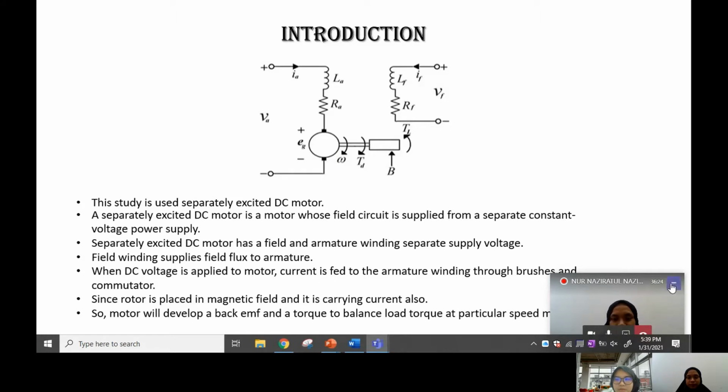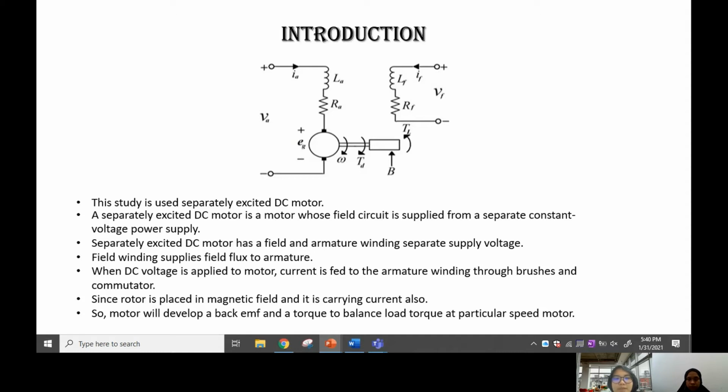Okay, for the introduction, this is a separately excited DC motor circuit. This study uses a separately excited DC motor. A separately excited DC motor is a motor whose field circuit is supplied from a separate constant voltage power supply. It has a field and armature winding with separate supply voltages. The field winding supplies field flux to the armature.